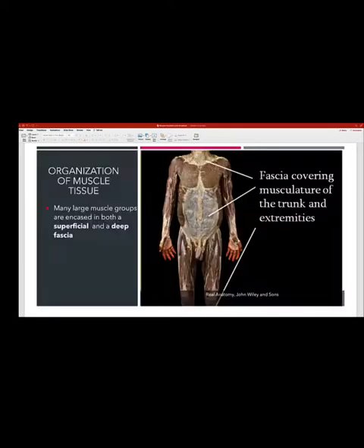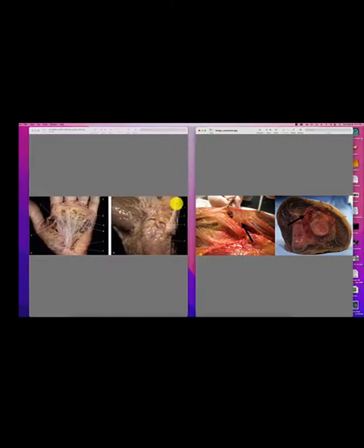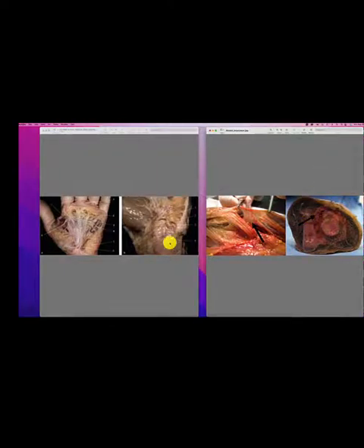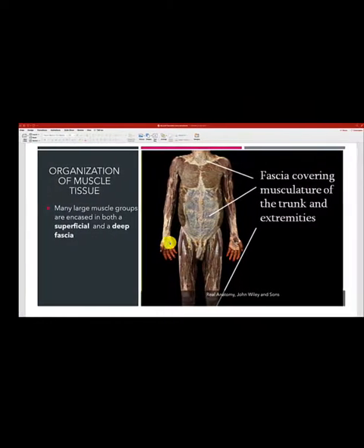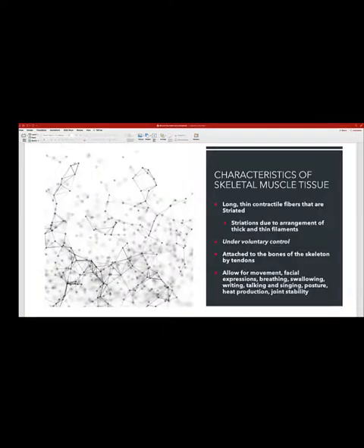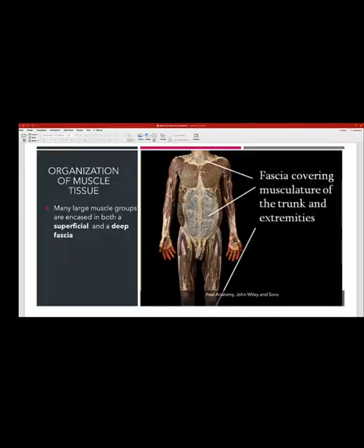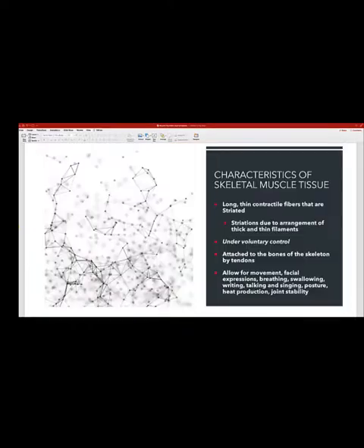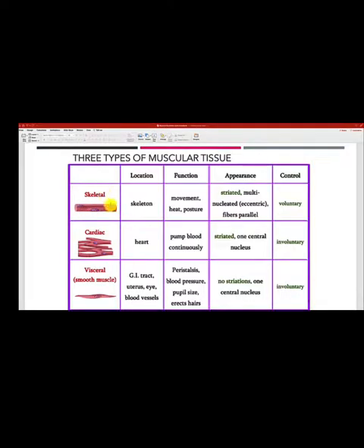And then this one you can read on your own. Basically, I'm saying that there's both superficial and deep fascia. If we go back here, we can see superficial fascia here, and then we have the deeper fascia here. So that's an example of those two types of tissue. And then you can read this next one here on your own, just talking about fascia a little more.